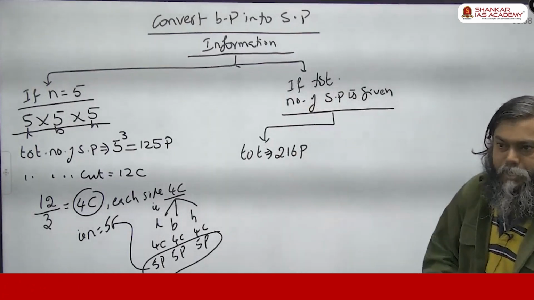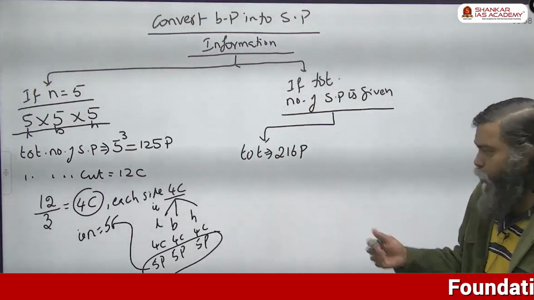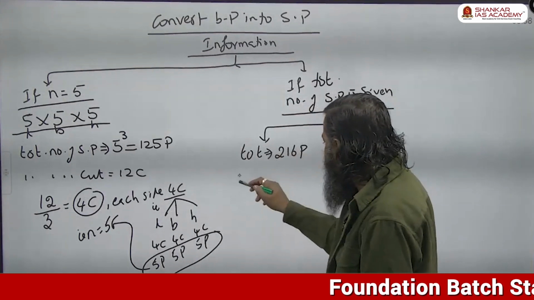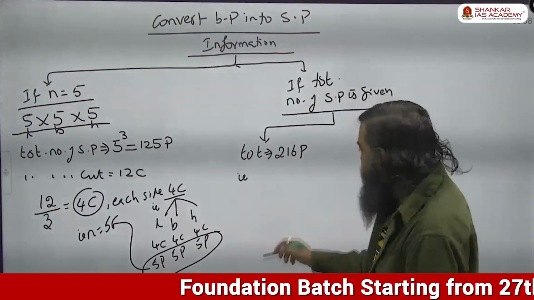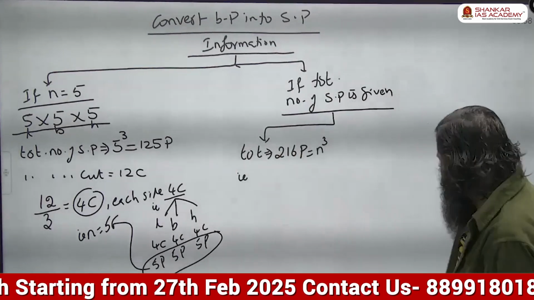Is it a cube of some number or not? That means it is a cube or cuboid? Cube. You know how to derive? Then what is the n value? n equal to 6. That means this is called n cube. Did you understand this first?